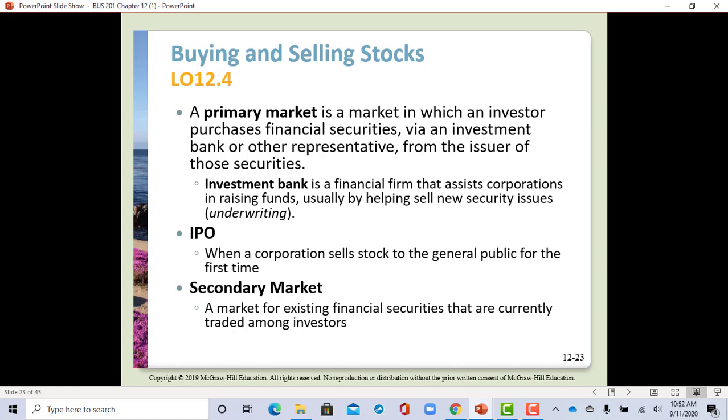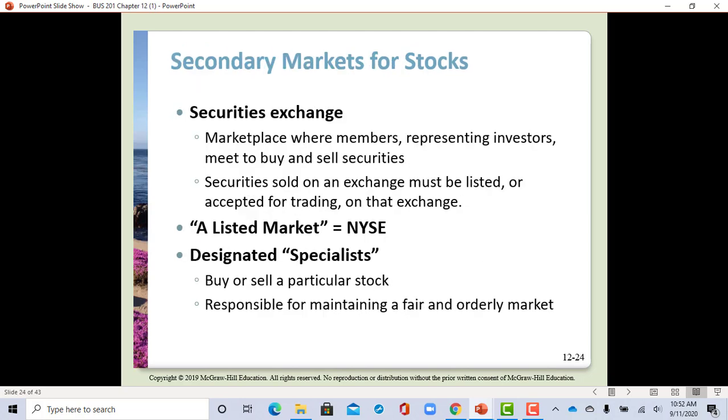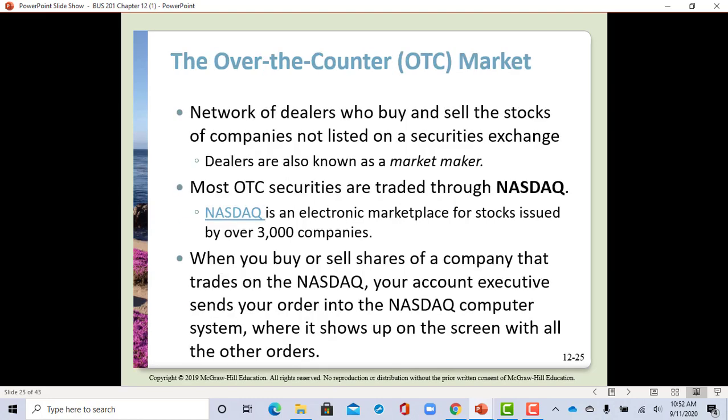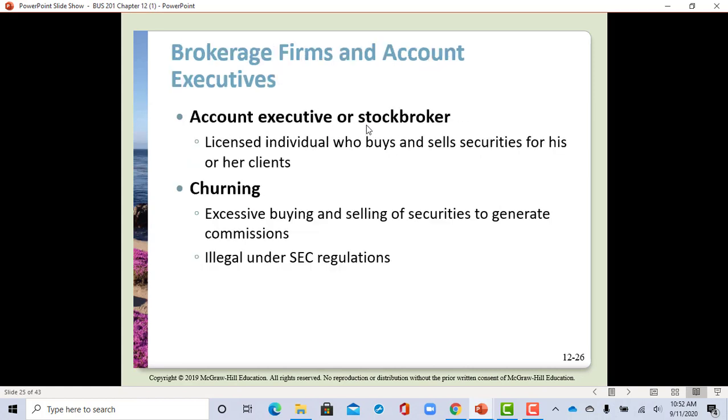To purchase common or preferred stock, you must go through a financial advisor. Secondary markets would be like the New York Stock Exchange. I keep saying this over and over, but I would recommend that you go through a financial advisor, and then they will access the New York Stock Exchange for you. There's also an over-the-counter market, the NASDAQ. Again, I would suggest that you meet with a financial advisor if you've never invested before.